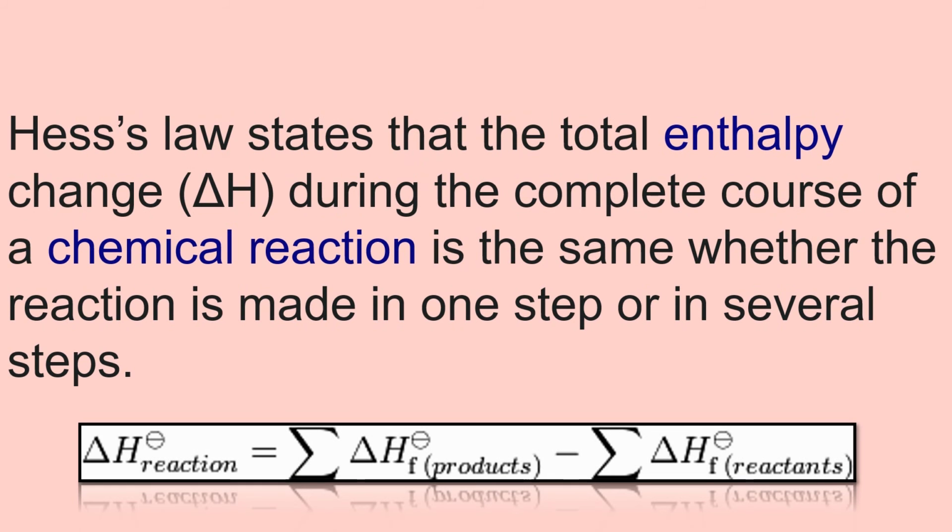Hess's law states that the total enthalpy change, or delta H, during the complete course of a chemical reaction is the same whether the reaction is made in one step or in several steps, where delta H of the reaction is equal to the sum of the delta H of formation of the products minus the sum of the delta H of formation of the reactants.